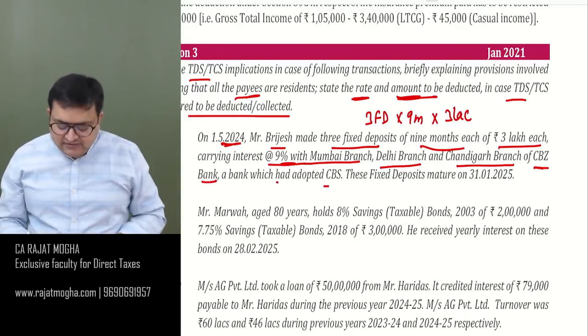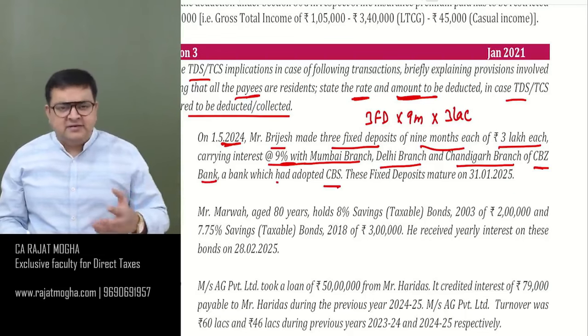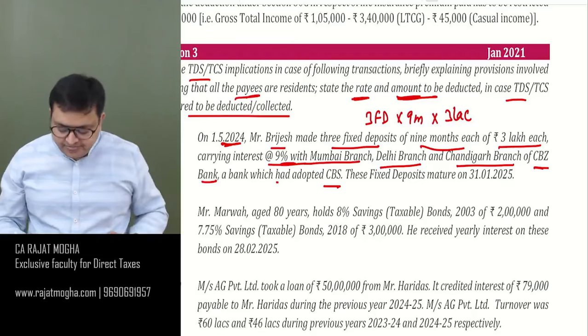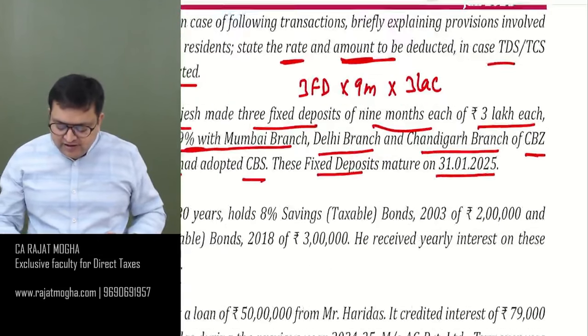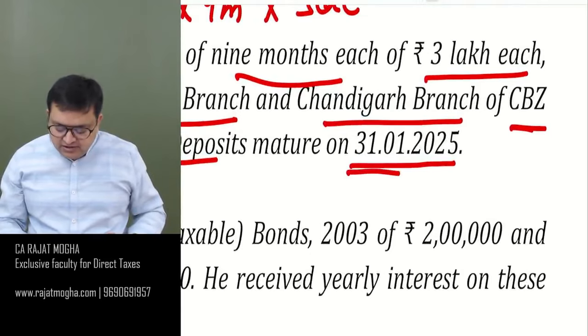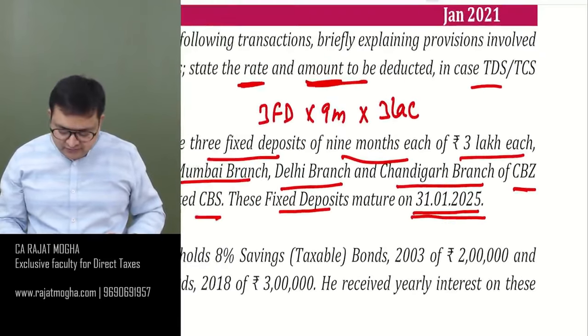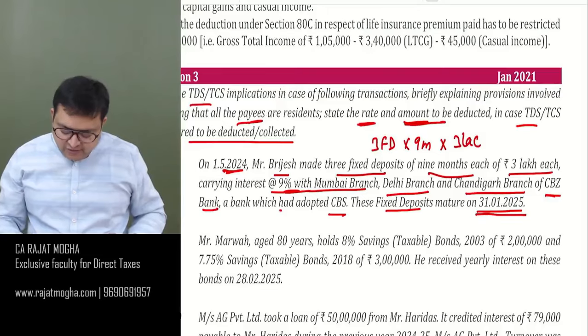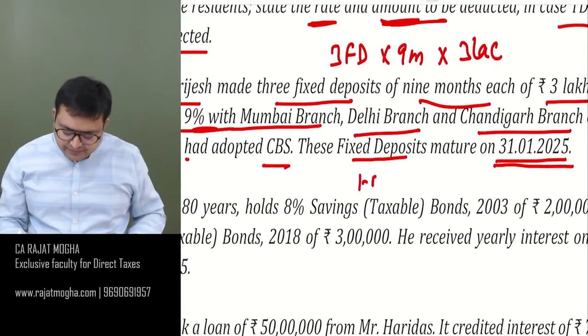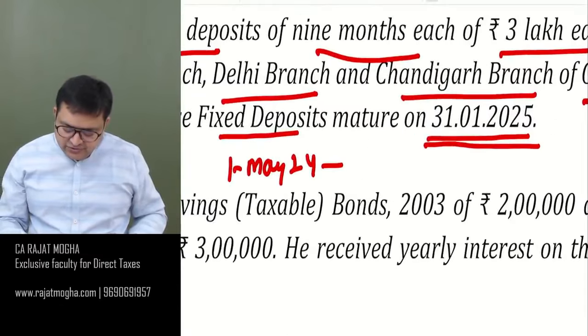Which has adopted a CBS. CBS is centralized banking system. Now all branches are one. The FD is maturing on 31st January 2025. So we started the FD on 1st May 24, and they are maturing on 31st January 25.